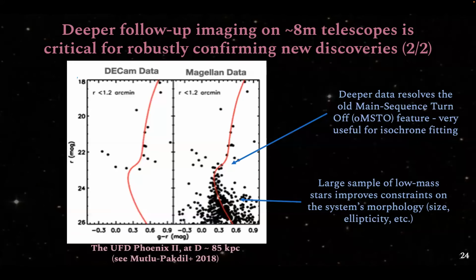In color magnitude space, you might have the same plot look like this. On the left, I'm showing again the sort of discovery data you might get from the Dark Energy Camera, where there's only maybe a small number of bright red giant branch stars. It weakly follows this isochrone sequence shown in red. But then if you were to get Magellan MegaCam imaging, like I'm showing here, you can often resolve the old main sequence turnoff feature, which is a staple of old stellar populations, and then resolve a large number of faint main sequence stars, which build up the statistics you need to say something about the structural properties of these galaxies. So, measuring their sizes, measuring their distances better, et cetera.